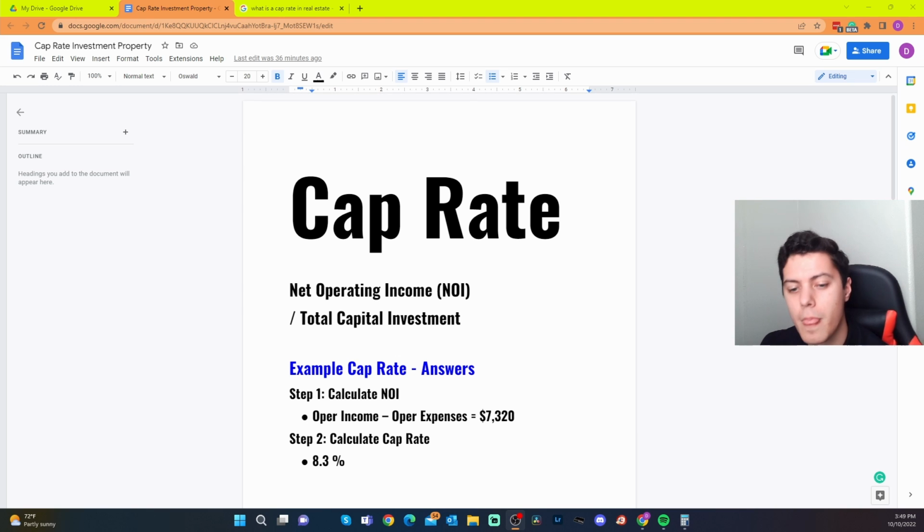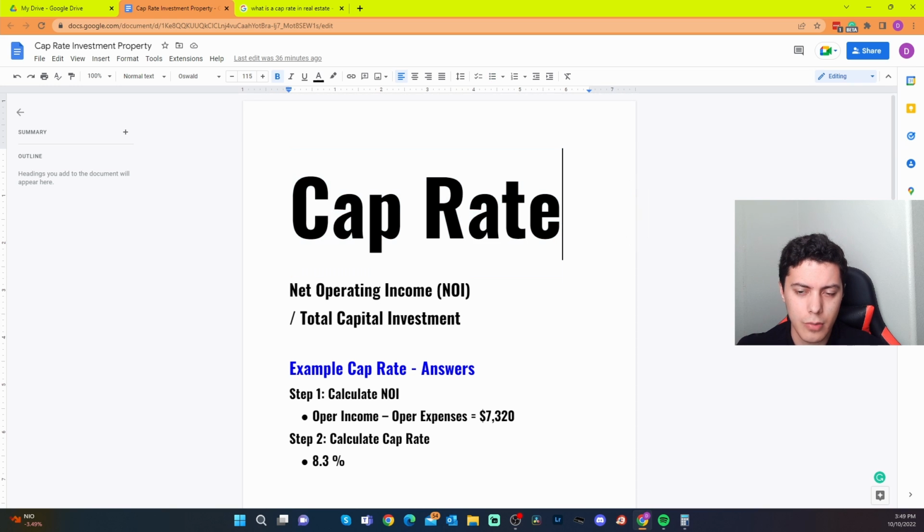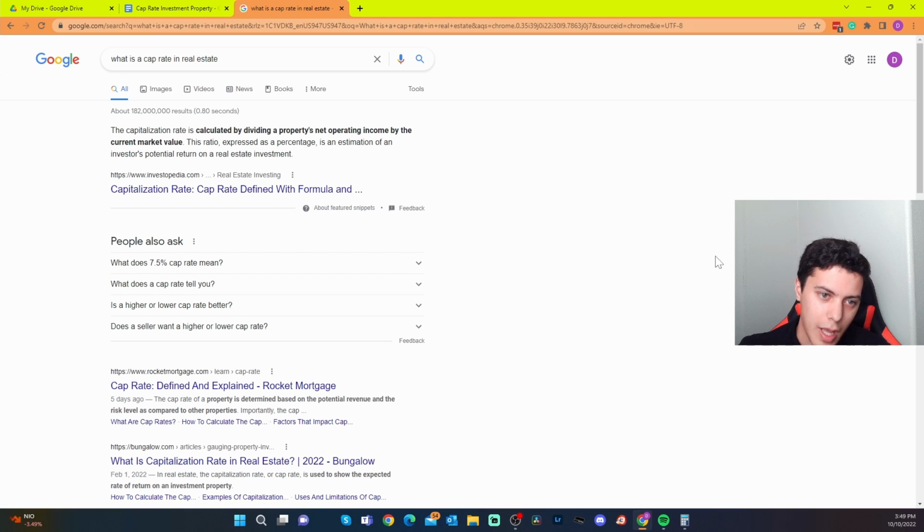All right, I'm here now on my screen in my Google Docs document about cap rate. And we're going to talk about cap rate for a little bit. First, before I talk through how to calculate cap rate, let's first know what cap rate actually is. The capitalization rate is calculated by dividing a property's net operating income by the current market value. The ratio, expressed as a percentage, is an estimation of an investor's potential return on a real estate investment.